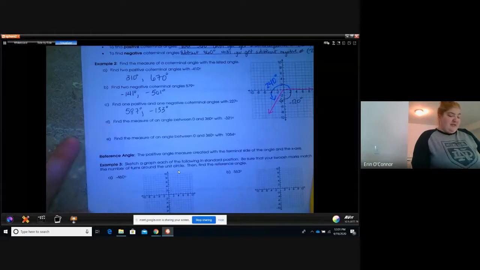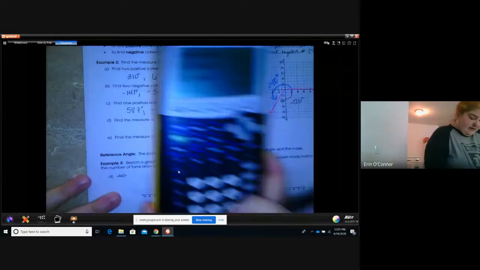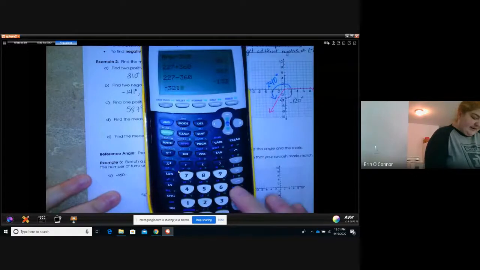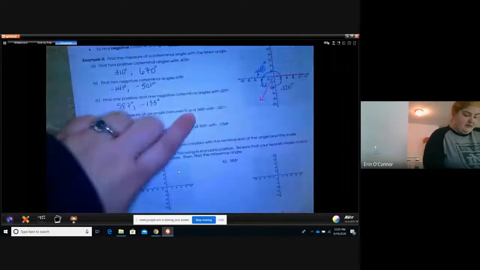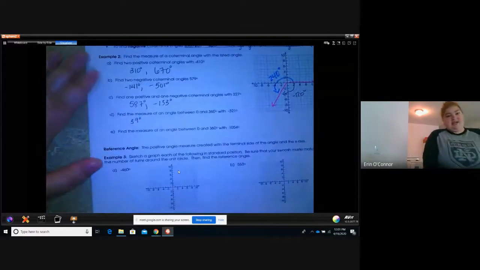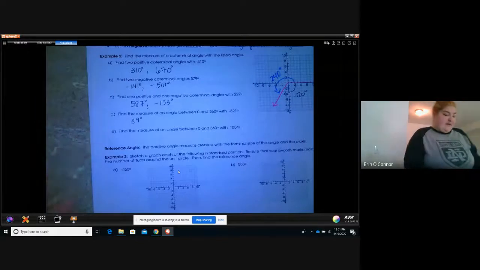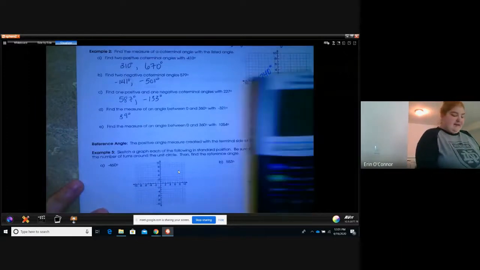Find the measurement angle between 0 and 360 with negative 321. Since that's negative and I need to get a positive number, I'm going to add. So we're at negative 321. I'm going to add 360. Look, I got 39. That's between 0 and 360, so we're all good. That's 39 degrees.